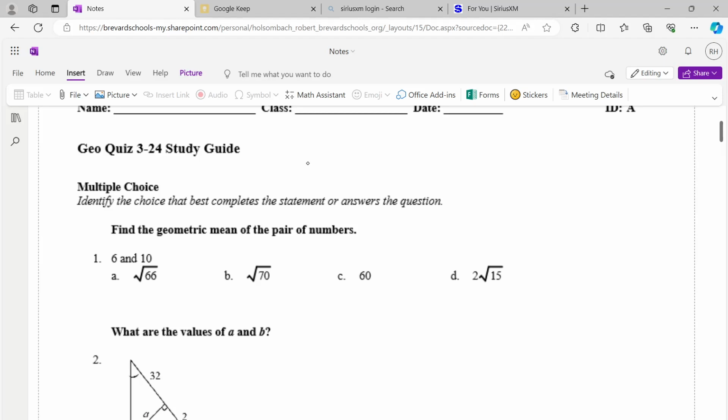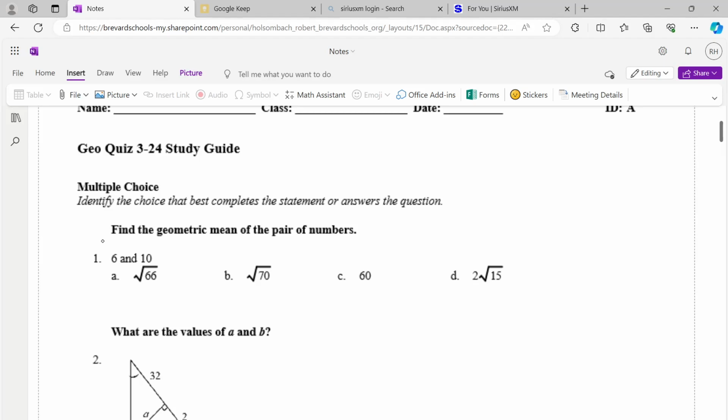And like I said, make sure you've got a calculator out for the study guide today, because some of your multiple choice answers on the quiz tomorrow will have to be converted from what's called simplest radical form to a decimal, because we haven't gone over writing numbers in simplest radical form yet. We'll cover that next week.